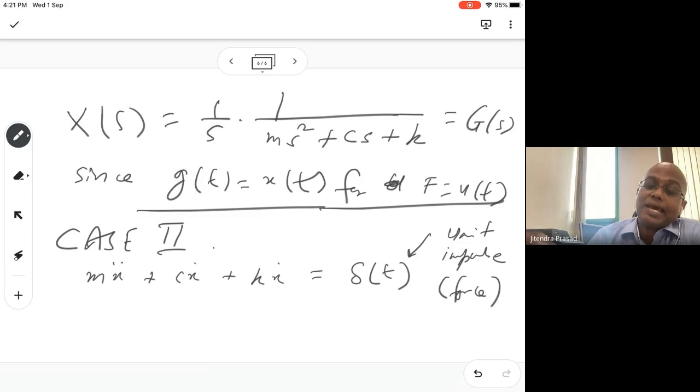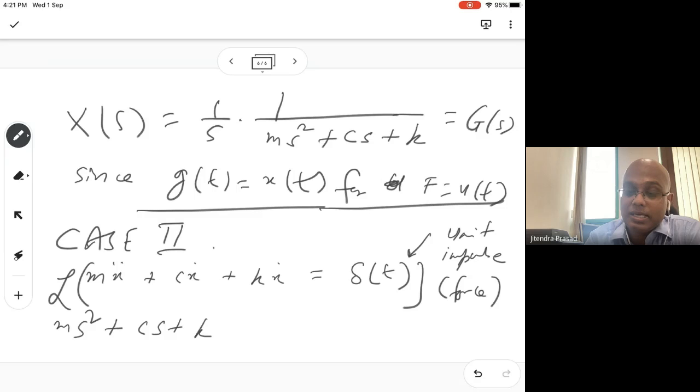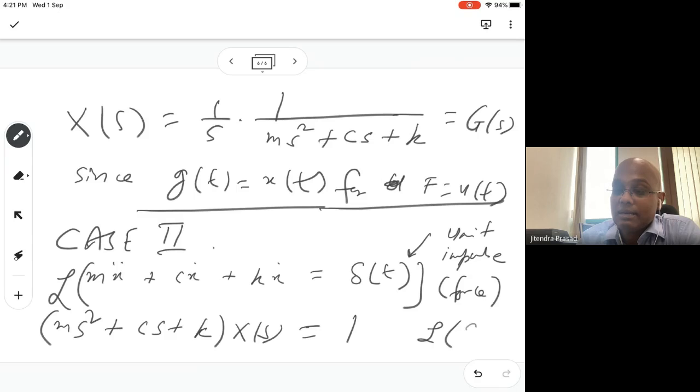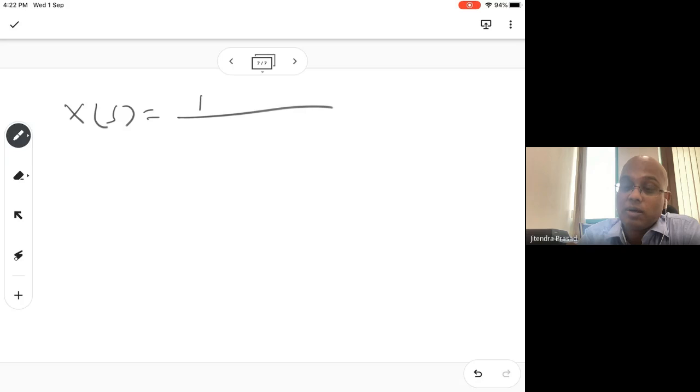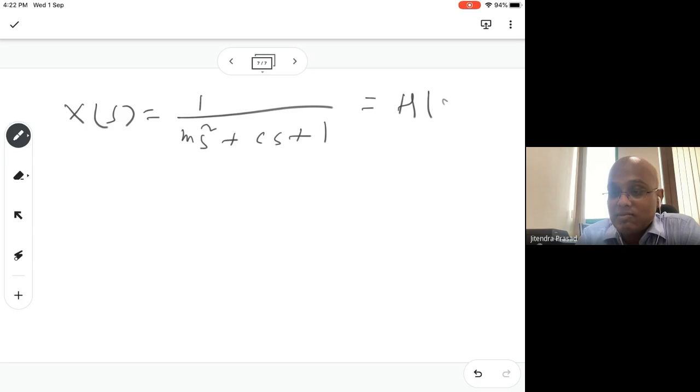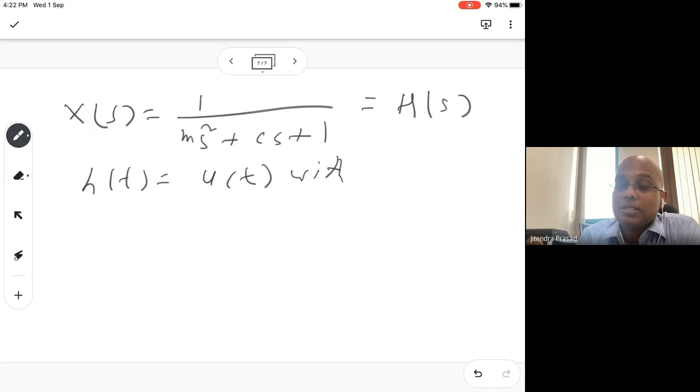If that is the case, then if you apply the Laplace transform, what happens? You get (ms square plus cs plus k) times Xs, and this is equal to 1, because the Laplace transform of the impulse force is equal to 1. Hence you get Xs is equal to 1 over (ms square plus cs plus k), and this is equal to Hs. Why? Because h(t) equals u(t) with force F equal to delta t.